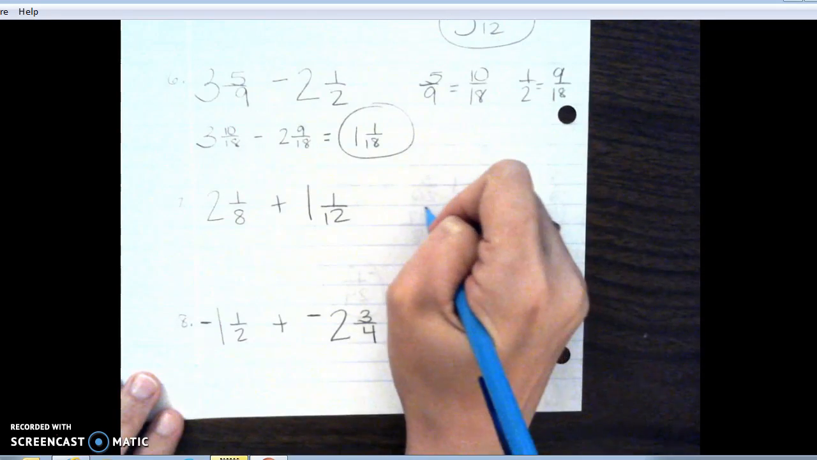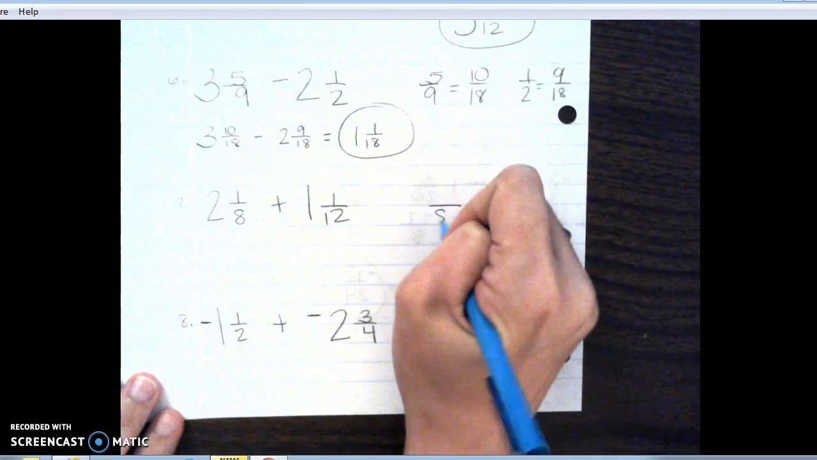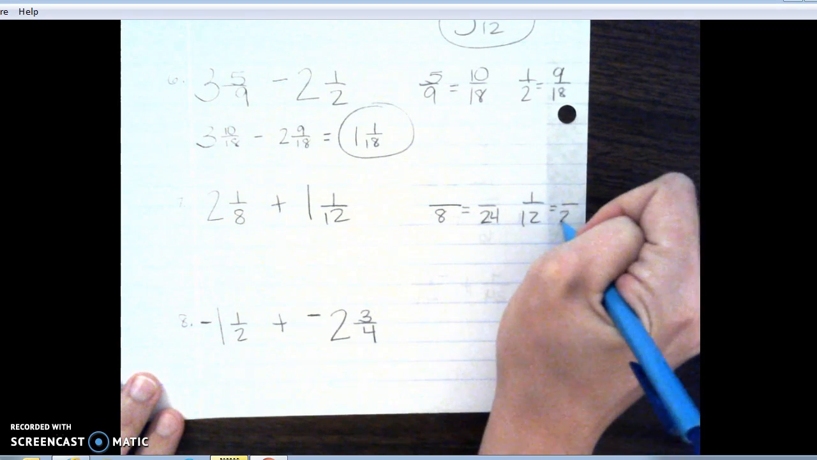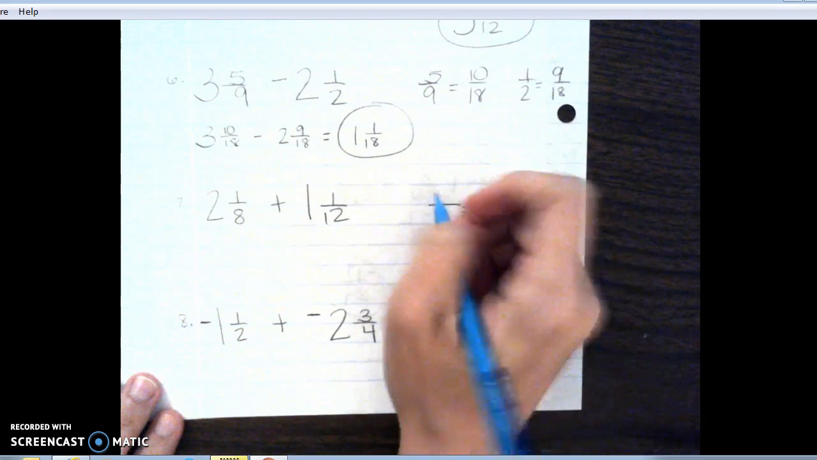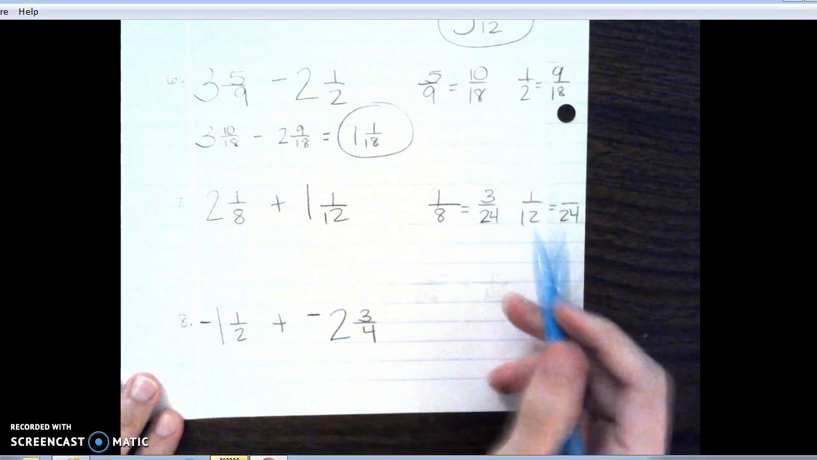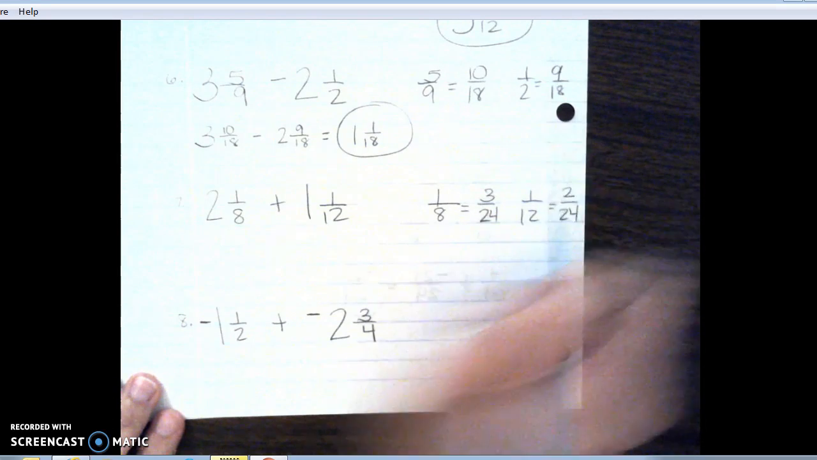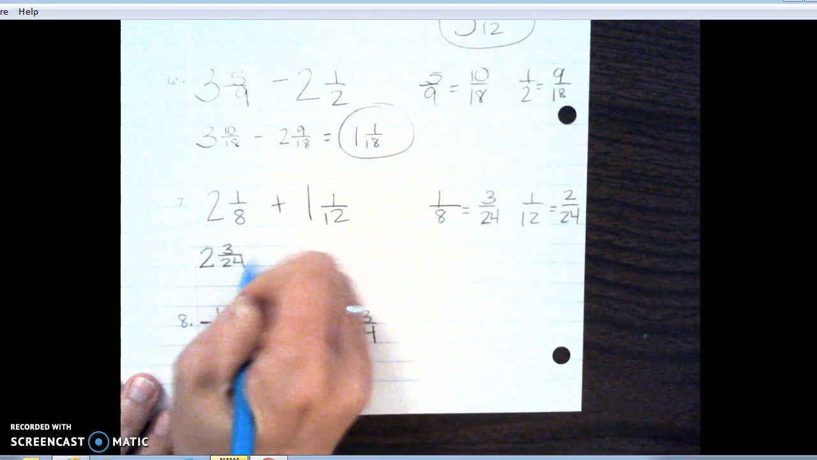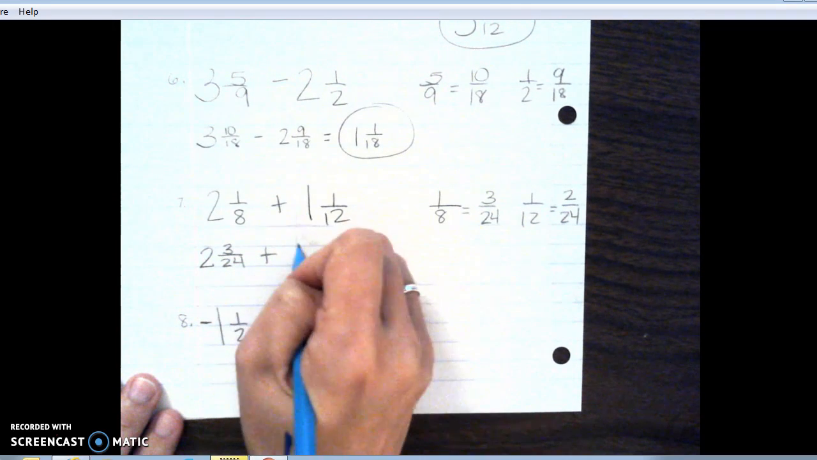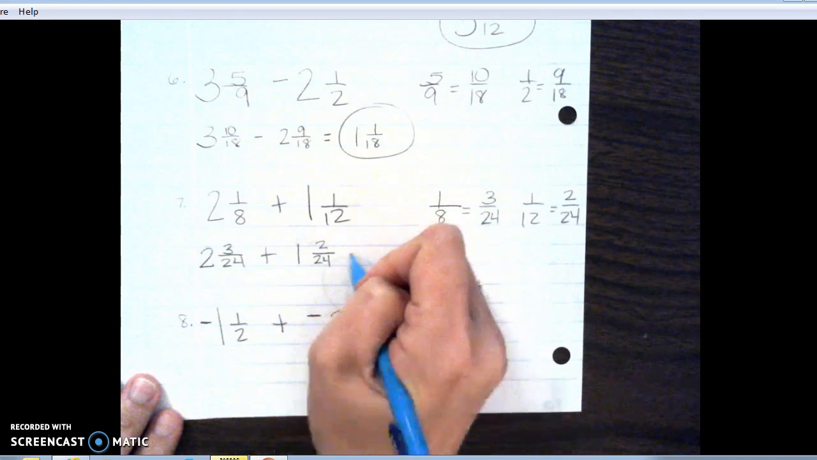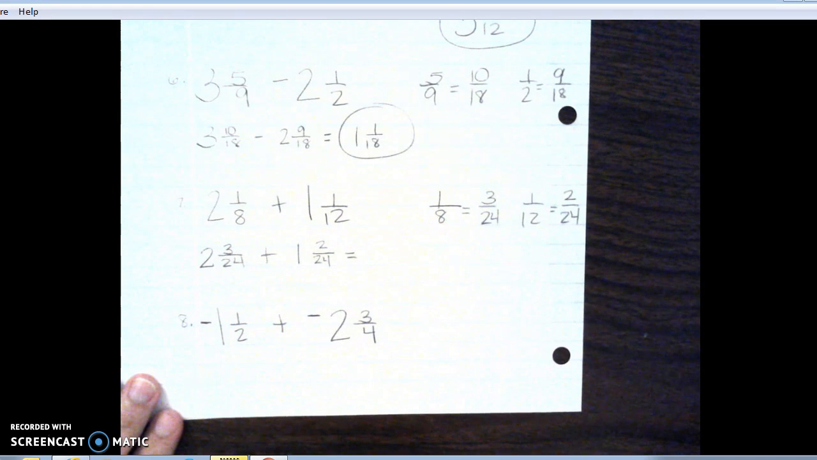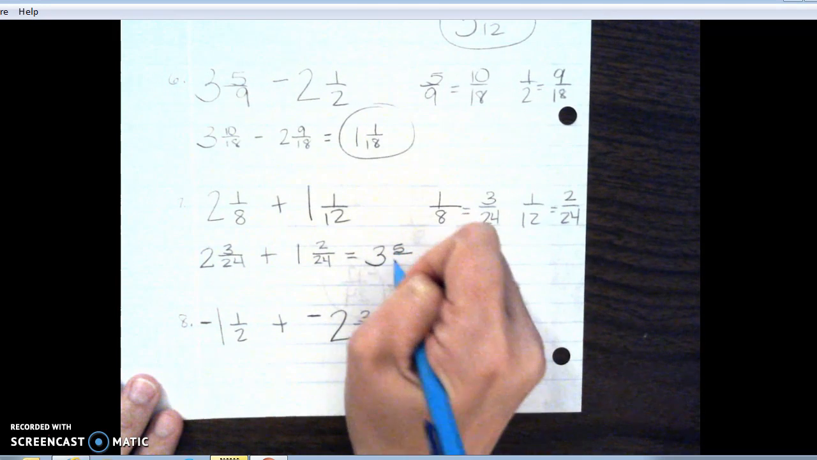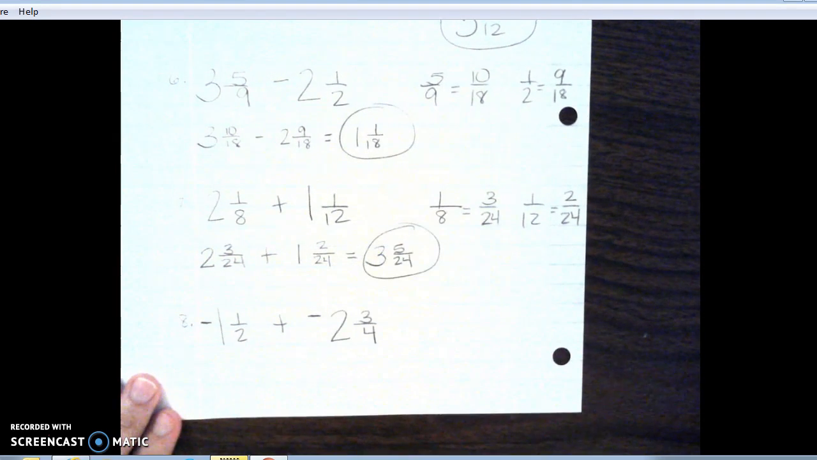Next one, the lowest common denominator was 24. So I'm changing them both to something over 24. Here I multiply by 3, so 1 times 3 is 3. Here I multiply by 2, so 1 times 2 is 2. So my new problem is 2 and 3/24 plus 1 and 2/24. Add the whole numbers. 2 plus 1 is 3. 3 plus 2 is 5. Keep the denominator.